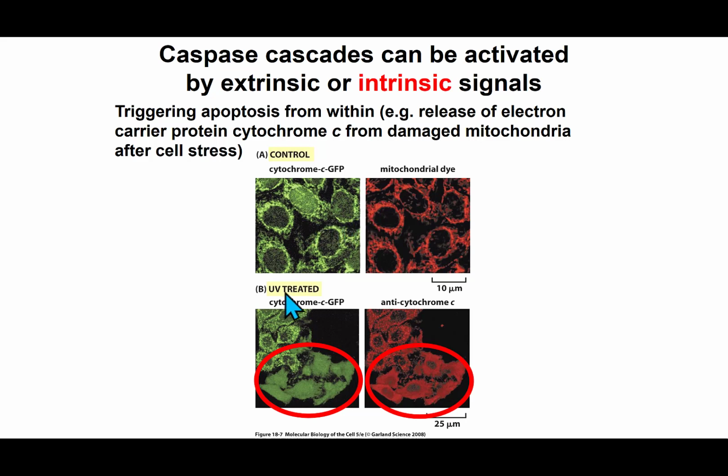If you treat cells with UV light, specifically the cells that are circled for you here, you can see the cytochrome C is no longer only in the mitochondria. The cytochrome C is in fact everywhere in the cell. It's been released to the cytosol. You can also use an anti-cytochrome C antibody, and with it you can see that, in fact, yes, cytochrome C is in the cytosol, spread throughout. So again, something external like UV light can induce intrinsic apoptosis.